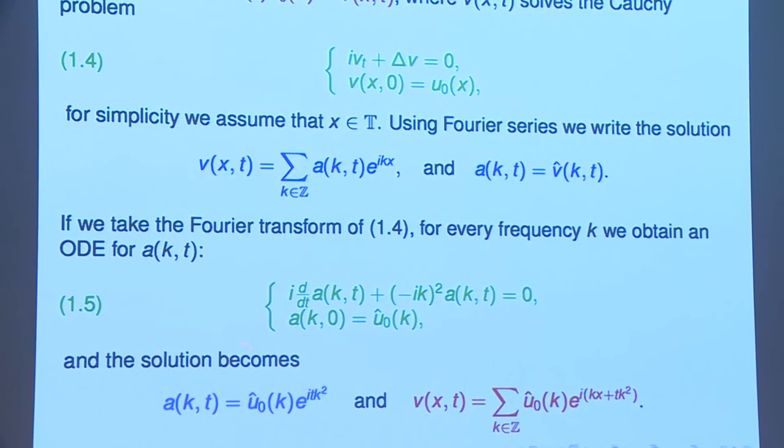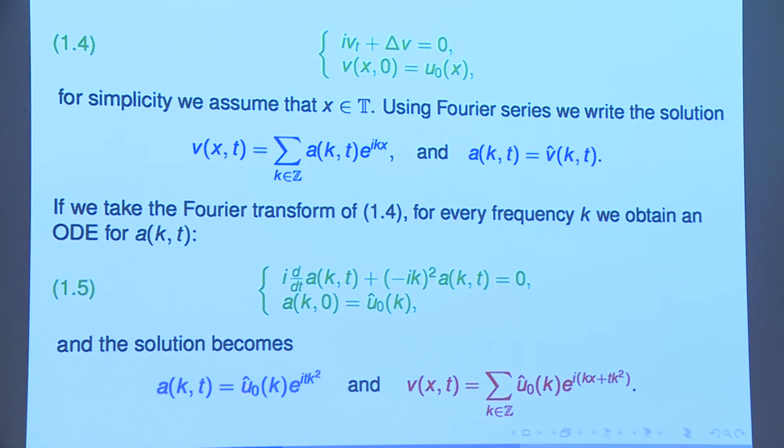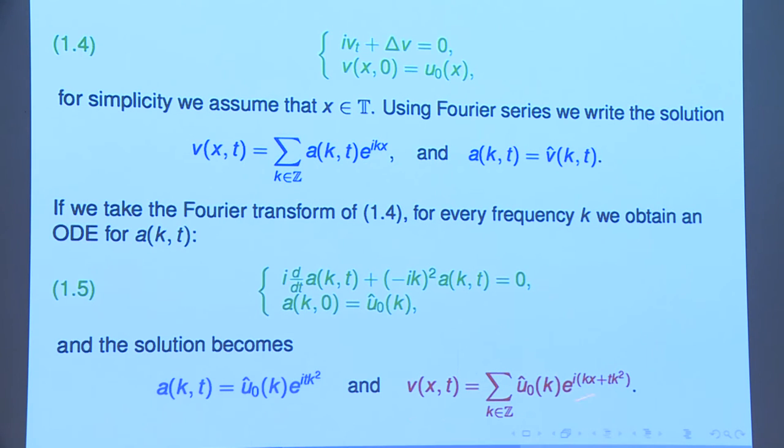So for each fixed k, your solution a_k(t) is this guy here, where û_0 is exactly the Fourier coefficient k of the initial data, and then you can reconstruct via the inverse Fourier transform, that's what you have. So then you say, well, I actually have a completely explicit form of the linear problem. So it's going to be very easy to find a bunch of estimates for it because it's completely explicit. Well, that's not the case, especially in higher dimensions.